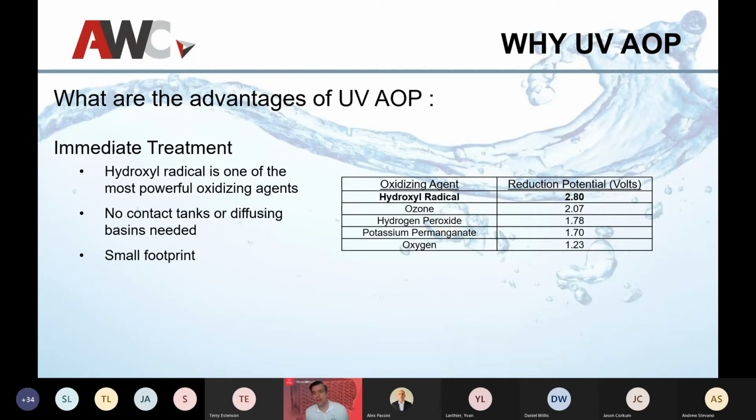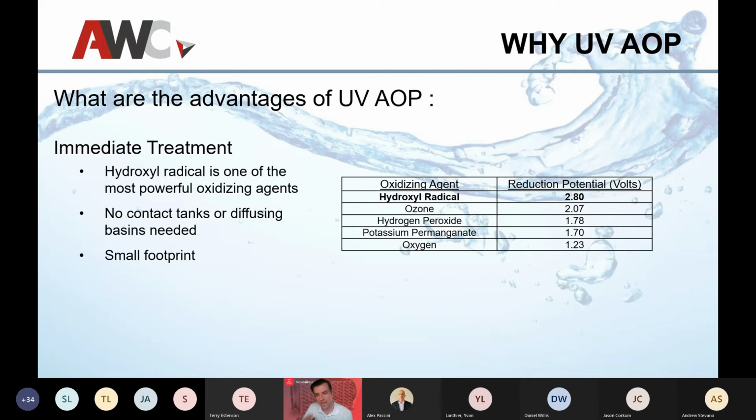So what are some of the advantages of UV AOP over other treatment technologies that can be used to treat chemical contaminants? Well, first of all, UV AOP, as well as other oxidation-based technologies, work directly at the molecule level. Activated carbon, reverse osmosis, air stripping, they don't destroy contaminants. They just take the contaminant out of the water and put it somewhere else. UV AOP destroys contaminants, actually taking them out of the environment.